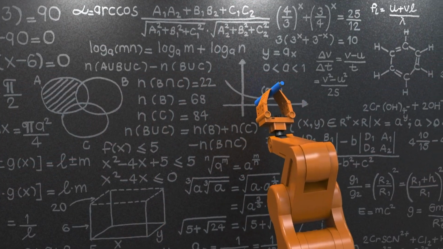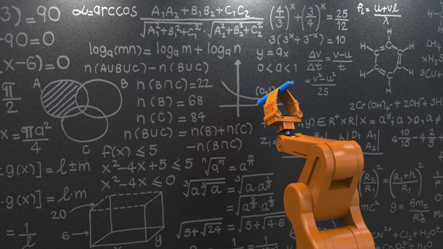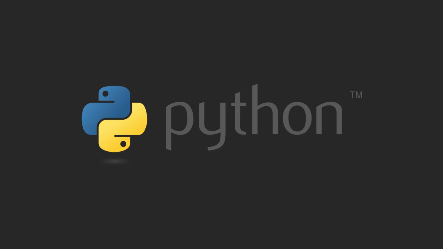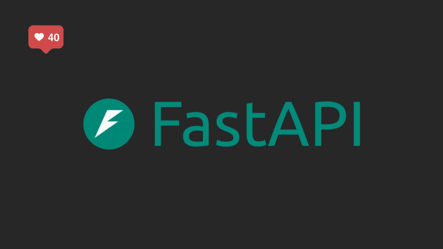In this video, I am going to build a machine learning problem based on loan approval predictions. Here we're going to use Python and FastAPI. So without any further ado, I'm going to start the tutorial right now.